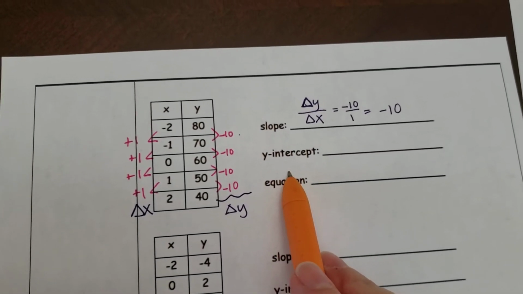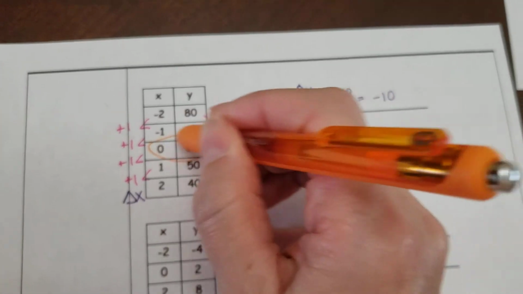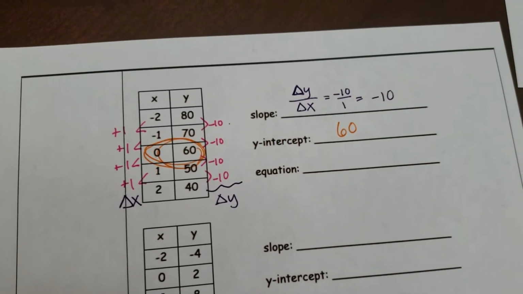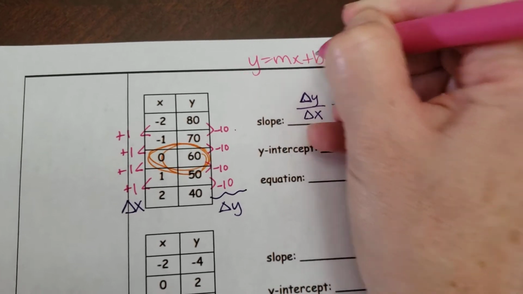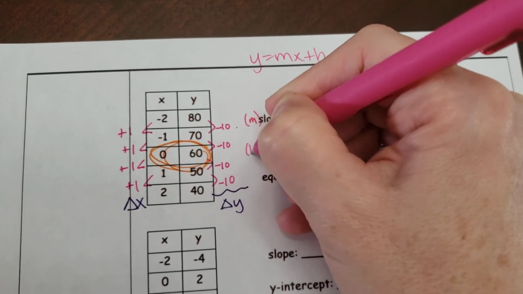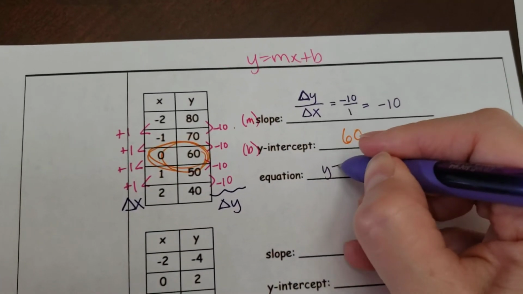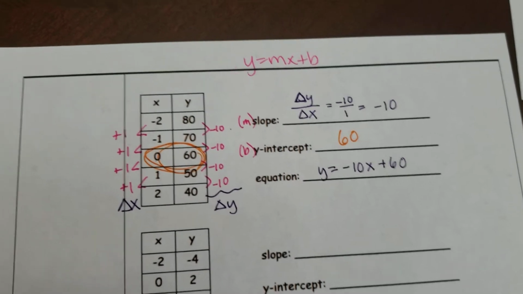Y-intercept is where your x is 0. So find 0, and that number for the y is going to be your y-intercept, so 60. And then we just plug it into y equals mx plus b. So again, the slope is your m, the y-intercept is your b. So it's going to be y equals, just make sure you put the x, negative 10x plus 60. And that's your linear equation.